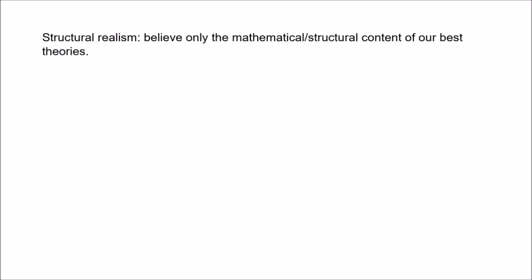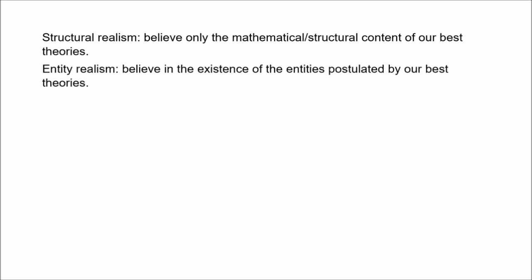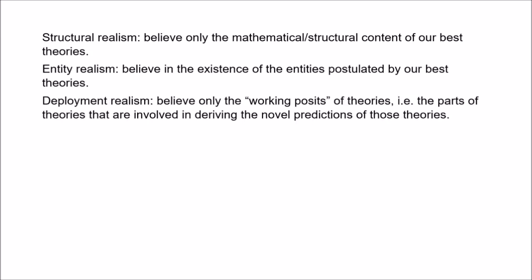Structural realism, defended by John Worrall, holds that we should be realist only about the mathematical or structural claims made by theories. Entity realism, defended by Ian Hacking, holds that we should be realist about the unobservable entities described by scientific theories, even if we're anti-realist about the theories overall, when we can build instruments in order to manipulate such entities. Deployment realism, defended by Philip Kitcher, holds that we should be realist only about those specific parts of theories that are involved in deriving novel predictions. So that is predictions of phenomena that would be surprising given our background knowledge.